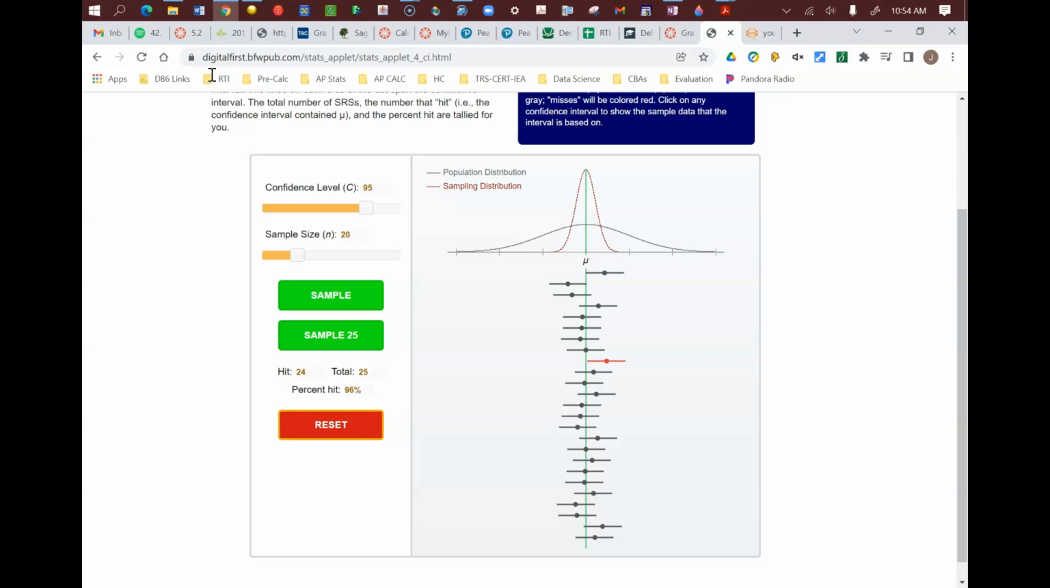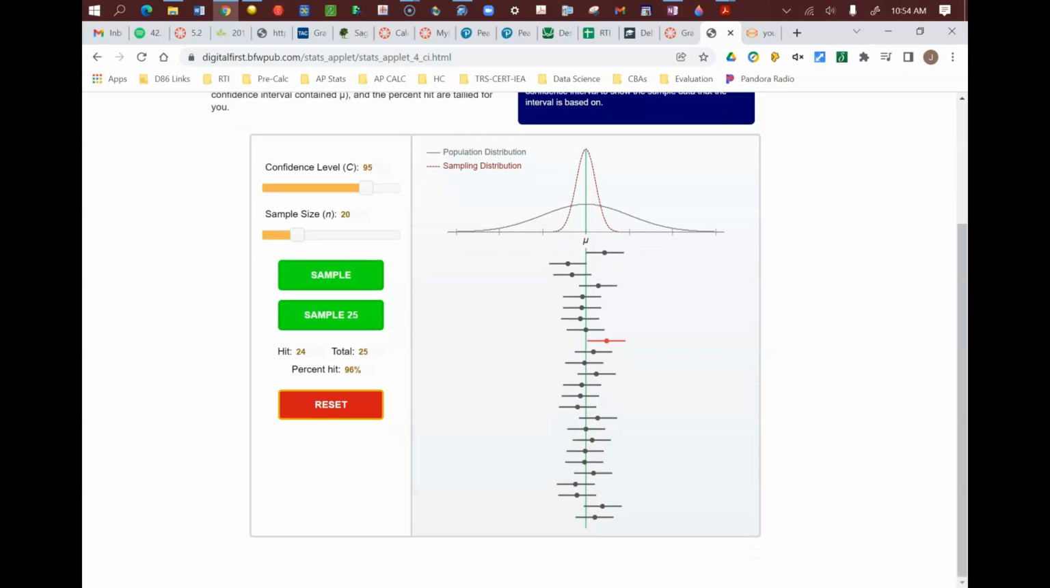And so the confidence interval either contains the population parameter or it doesn't. There is no probability associated with that. What we say is we have a certain level of confidence that the confidence interval contains the population parameter. We do not say the probability that the confidence interval contains the population parameter, because there's no probability associated with whether or not the confidence interval contains the population parameter.